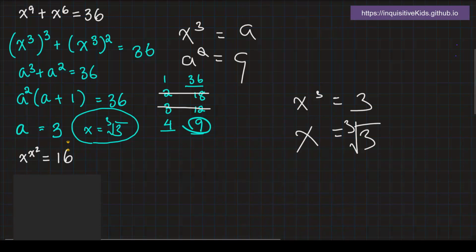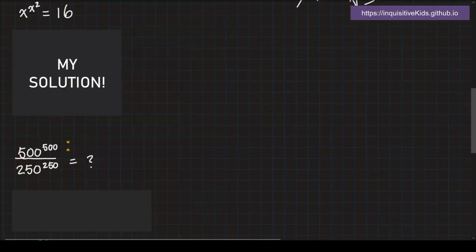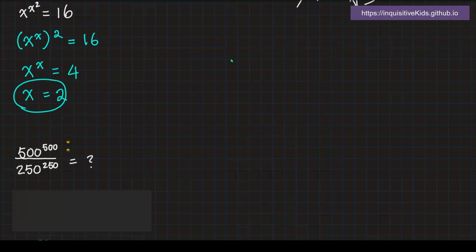Anyways, so let's move on to the third problem. x to the x squared power is equal to 16. So how did I do this? I first split up x to the x power squared is equal to 16. And then after taking the square root of both sides, I got x to the x power is equal to 4.